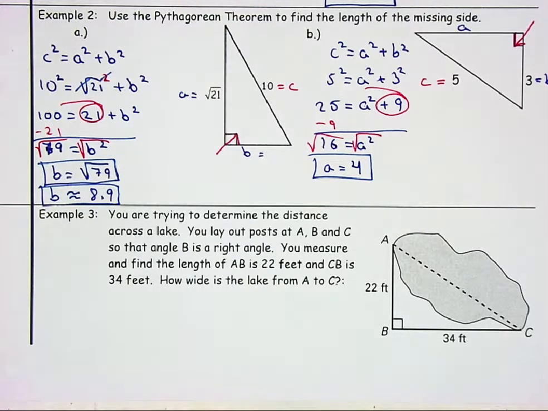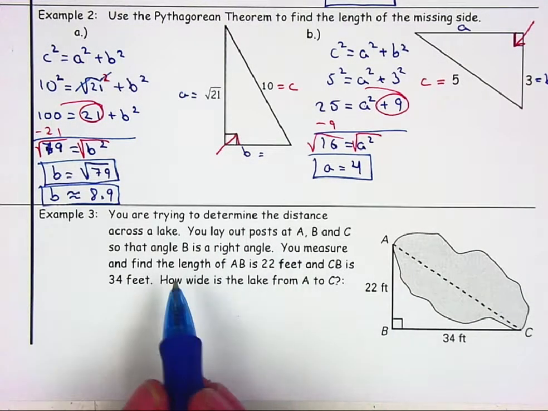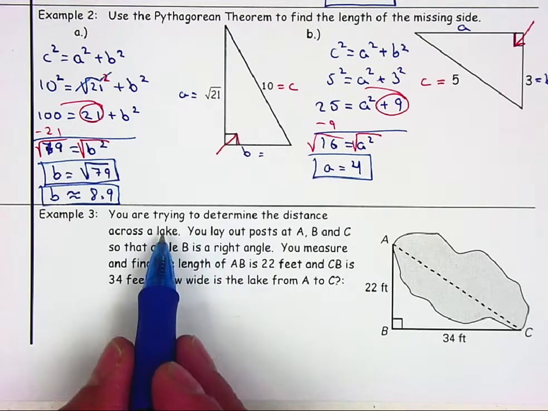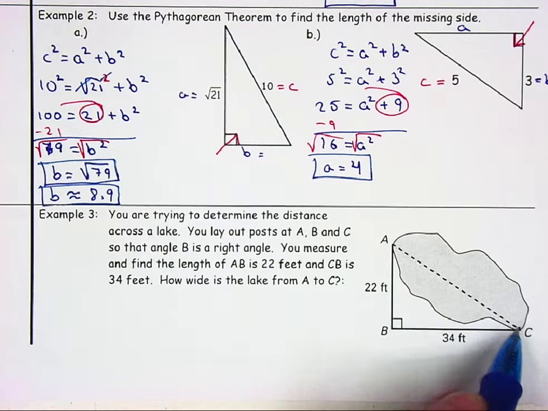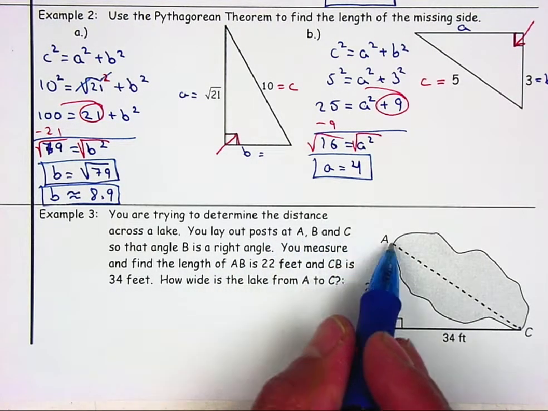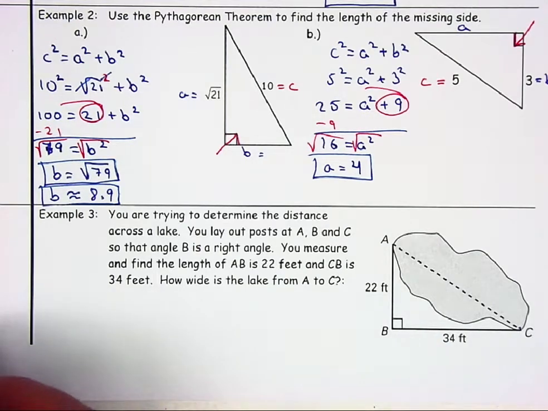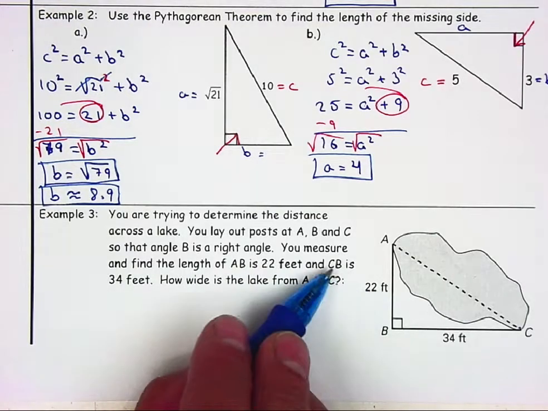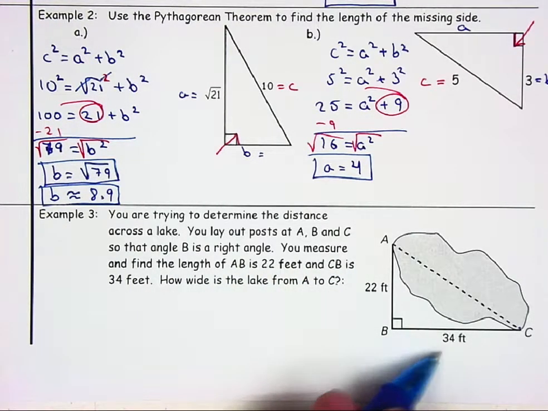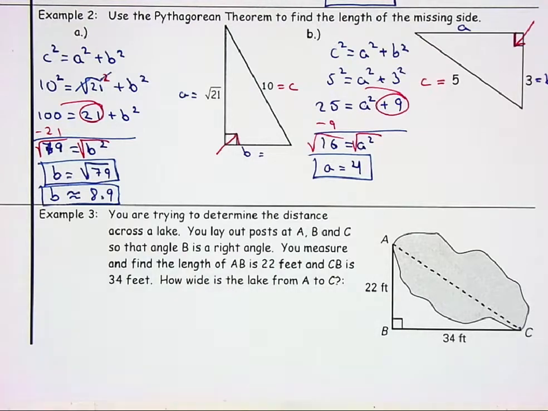And let's try the last example. Notice that they give you a description, but they also give you a picture. But let's go through the problem. You are trying to determine the distance across the lake from point A to point C. You lay out the post at A, B, C. So the angle B is a right angle. You measure and find that the length of AB is 22 feet. It's labeled for you. CB is 34 feet. How wide is the lake from A to C?